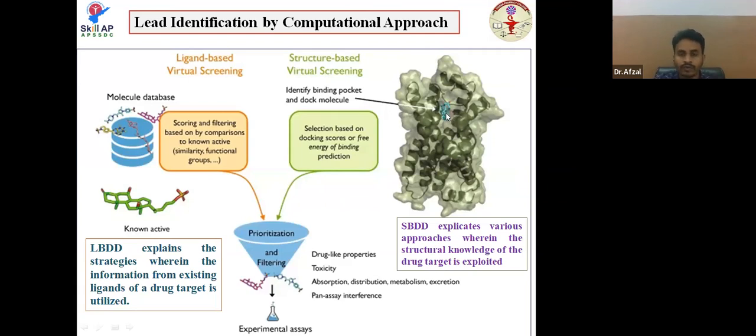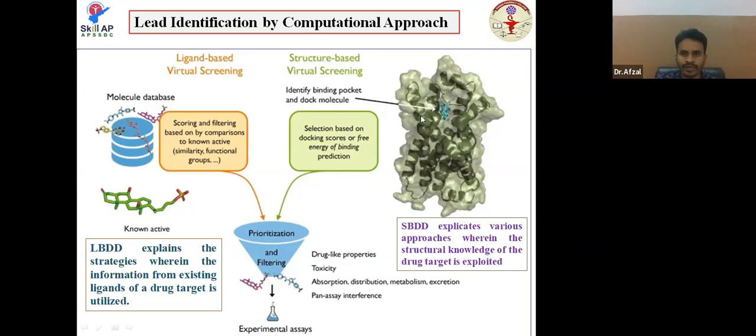And after that, we'll go for toxicity predictions. If it is found to be safe computationally, and if it has better binding activity, you can synthesize it in the laboratory, and then you can go for the wet methods of screening, after this virtual or dry methods of screening.